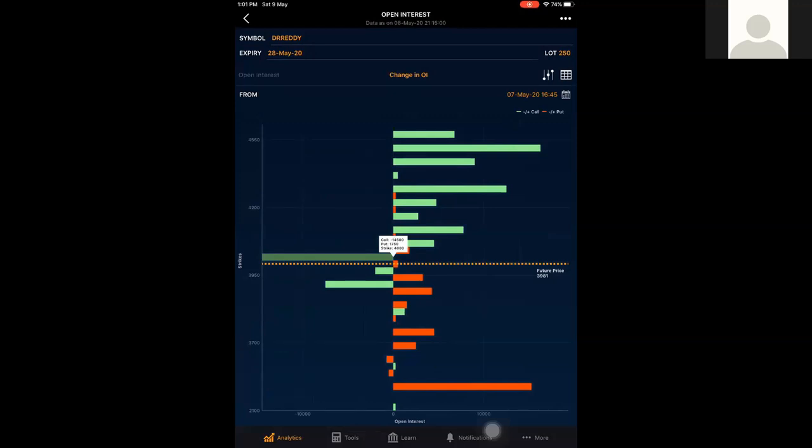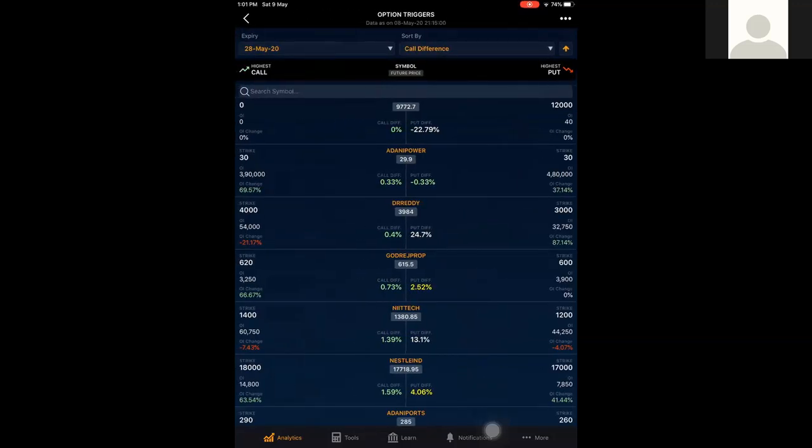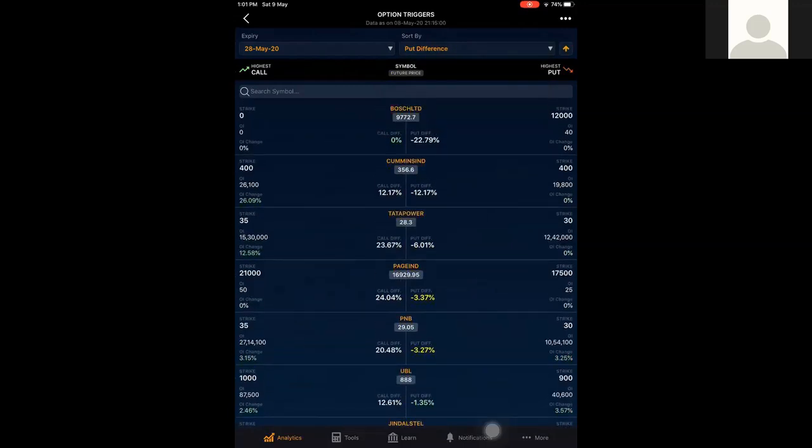So the triggers section helps you find the trade where there could be a very quick move coming up in the option because of the writers getting fearful. That is the entire idea. You can do it for the call difference, put difference, and pick up the stocks which are having the least difference.